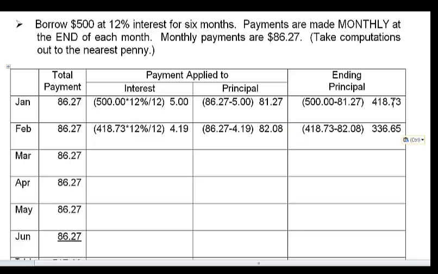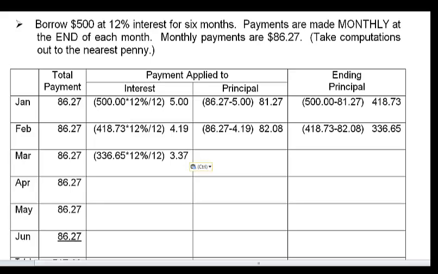How much do I owe at the end of the second month? Well, it's the $418.73 that I owed at the end of the first month, minus the $82.08, the amount that I applied toward principal. Says I'll owe $336.65. For the third month, how much of my payment goes toward interest? It will be my ending principal at the end of the previous month, which is my beginning principal for this month, times my 12% divided by 12. $3.37 will be applied toward interest.